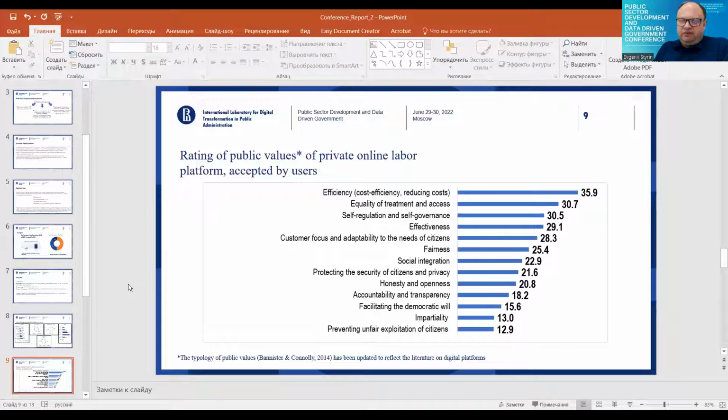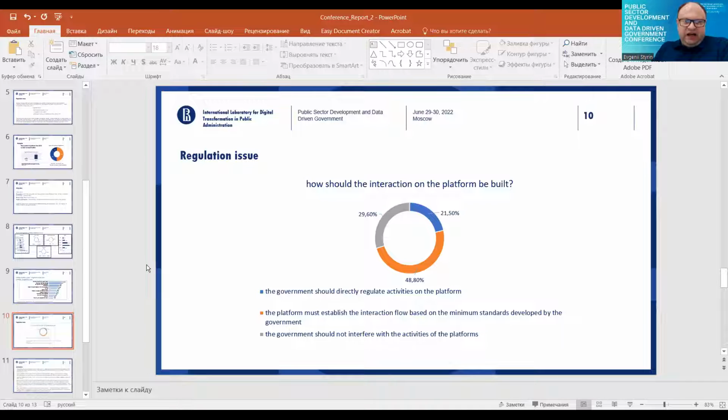Effectiveness and customer focus are also pretty high. Fairness is rather high. So you can see the distribution of values. Of course, these are preliminary results, and this needs more thinking about why it is like this and how to use it in the future.